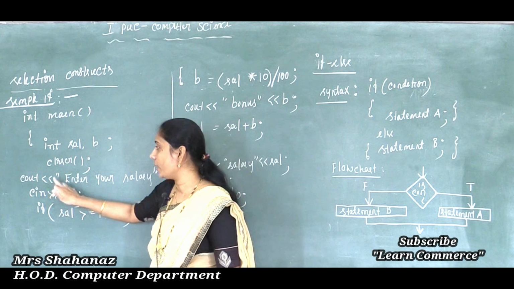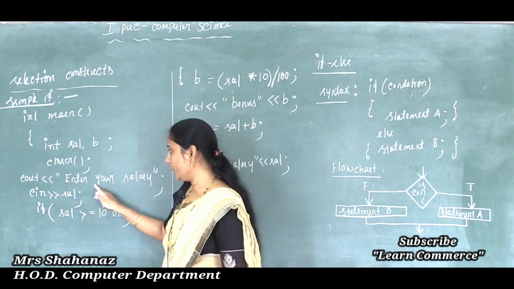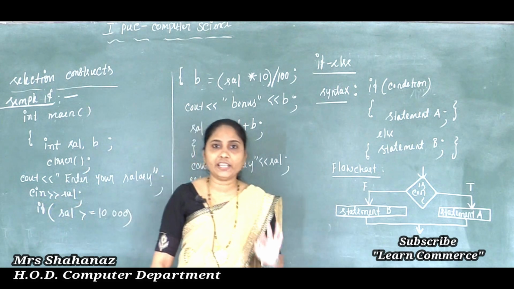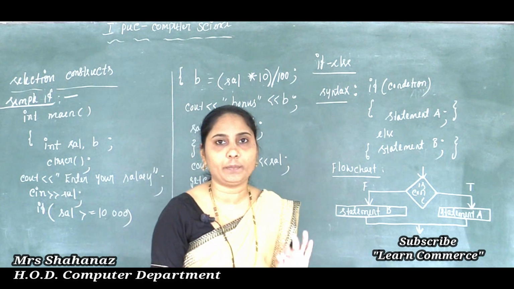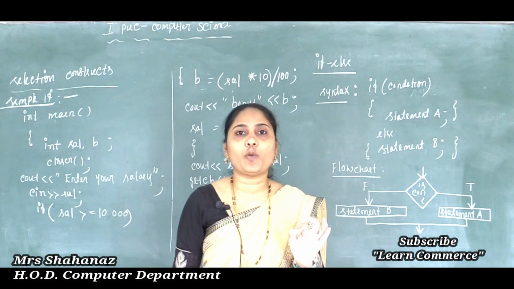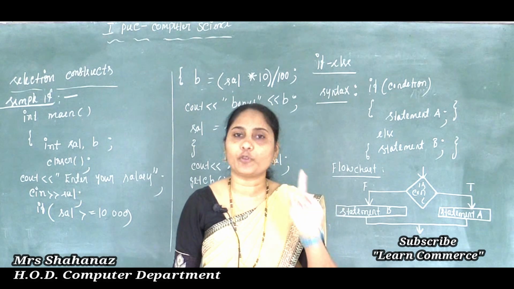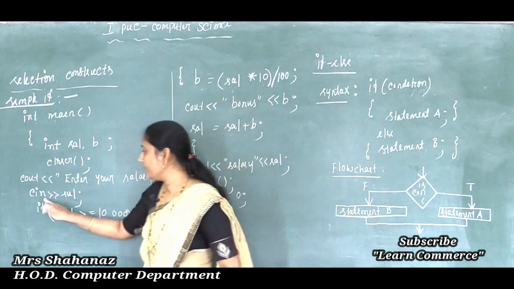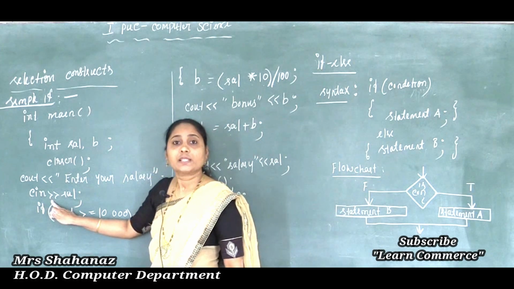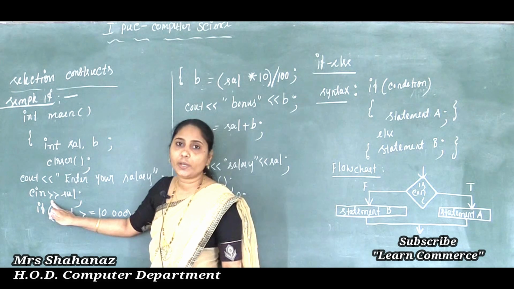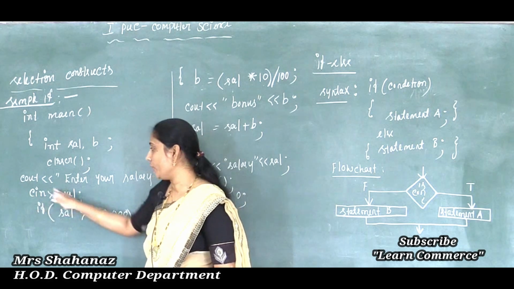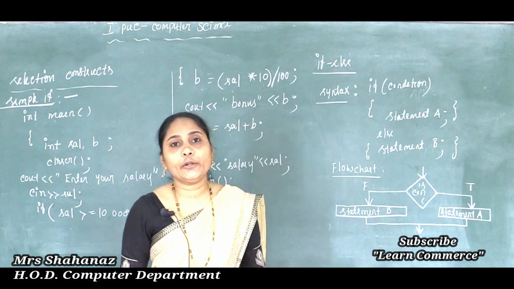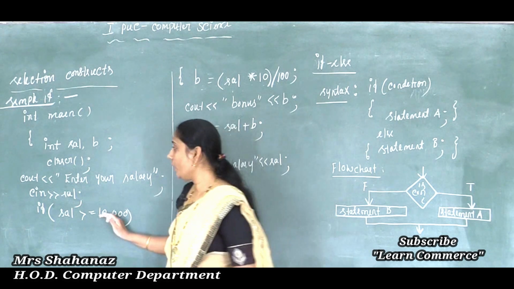And next, after entering your salary, I want to enter the salary. That means I need to use a function. The function name is cin. The full form of cin is console input. Clear this one? And this operator is called stream extraction. Stream extraction means it is going to input some value into sal. Clear? Into the variable sal. So is the meaning clear now?